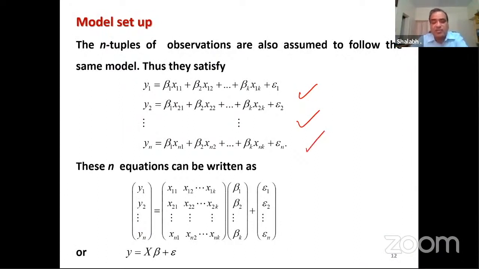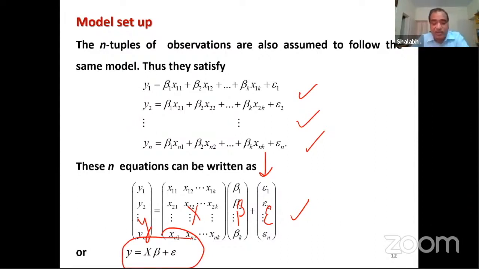And now, after that, you have learned how to write different equations in the form of vectors and matrices. So that is what we are going to do here. You can see from here to here, I have simply written all these equations in the form of vectors and matrices. This matrix I am writing here as X, this vector as beta, this as epsilon, and this as y. So I can write down this entire model very compactly as y equals X beta plus epsilon.